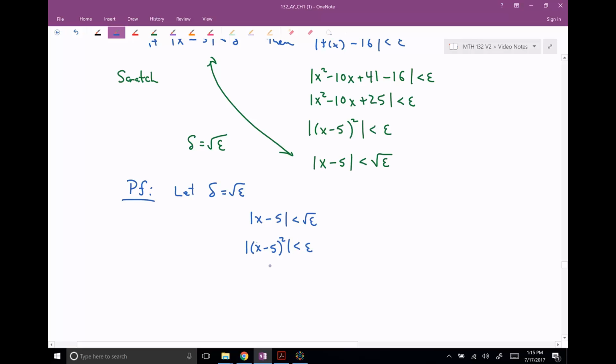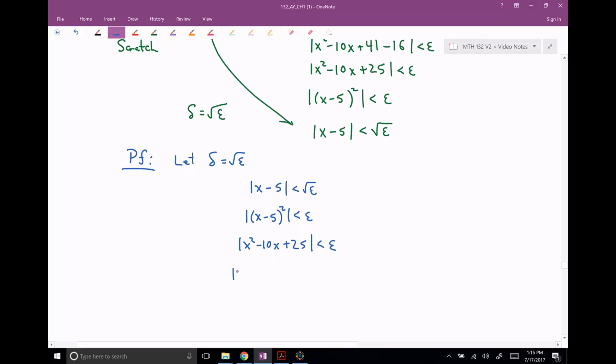Let me distribute. So I'm going to have x squared minus 10x plus 25 is less than epsilon. And now let me rewrite this. I'm going to break up this 25 in this very silly way, as plus 41 and minus 16. Of course I do this because this is my function f of x, and this is my limit, 16. So we're able to show that if x is within distance root epsilon from 5, then f of x is within distance epsilon from 16.